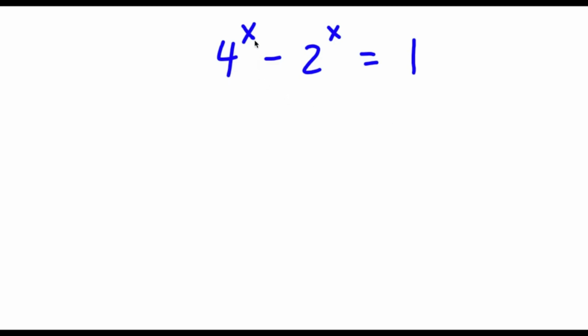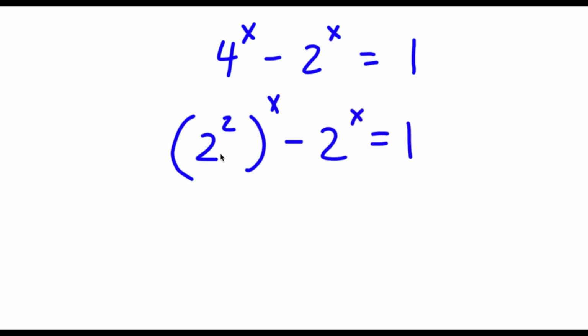Alright, so I have 4 to the power of x minus 2 to the power of x is equal to 1. So now 4 here, I'm going to rewrite as 2 to the power of 2, to the power of x, minus 2 to the power of x is equal to 1. So I simply just substitute in 2 to the power of 2 for 4.